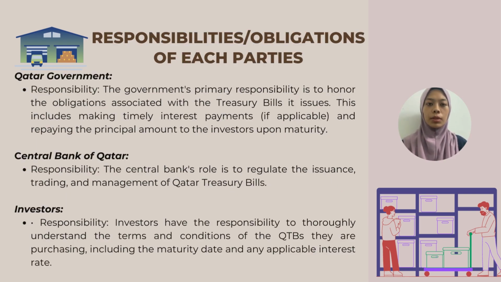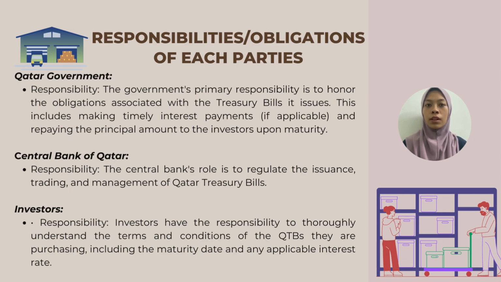So the responsibility or obligation of each party. So for the Qatar government, the government's primary responsibility is to honor the obligations associated with the treasury bills it issues. This includes making timely interest payments if applicable and repaying the principal amount to the investors upon maturity. So the second one is Central Bank of Qatar. The central bank's role is to regulate the issuance, trading, and management of Qatar treasury bills.